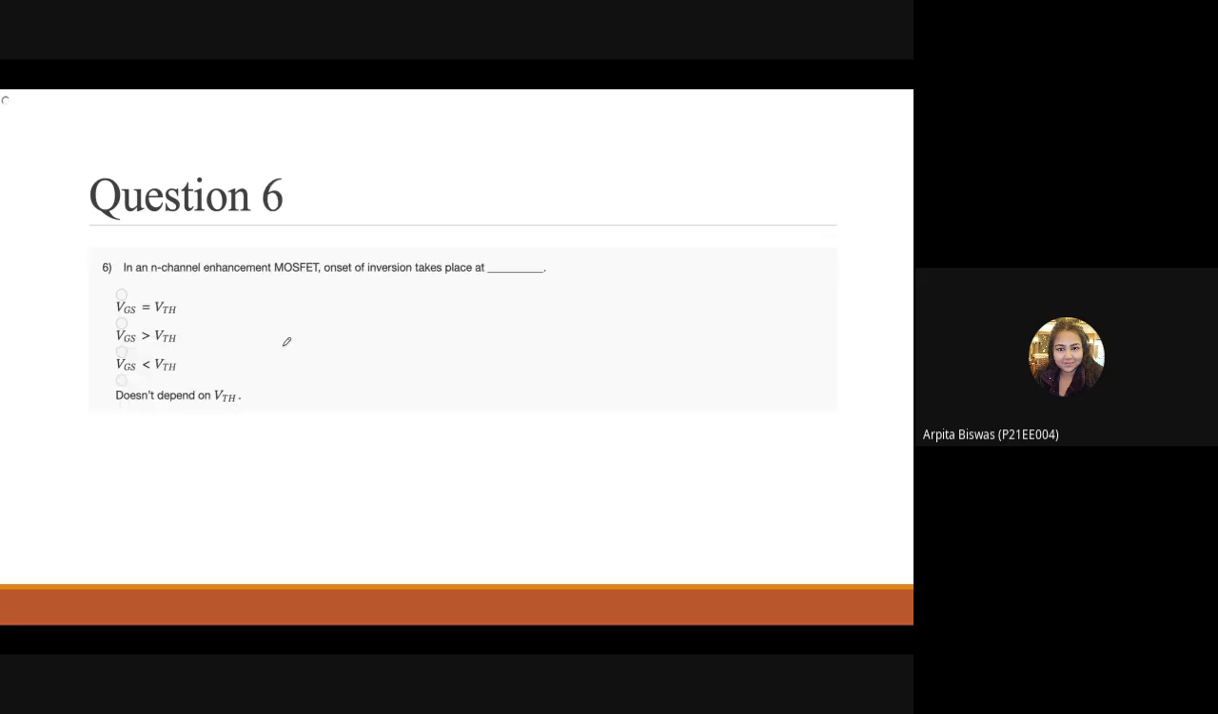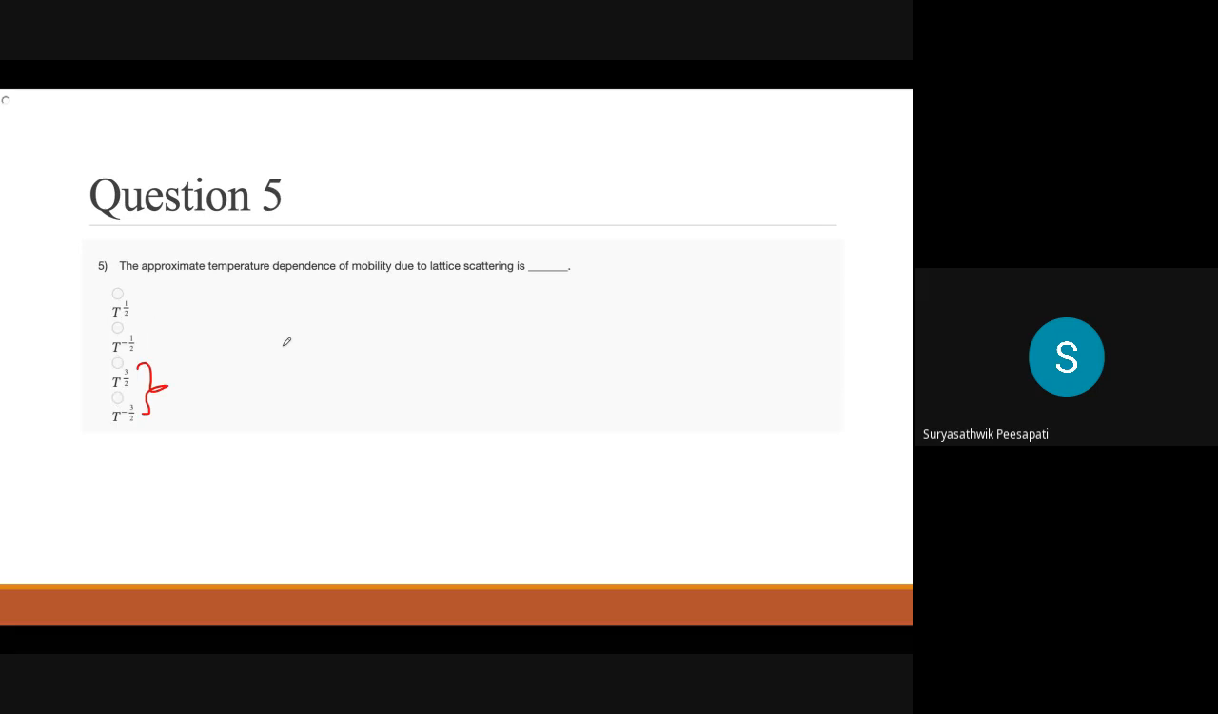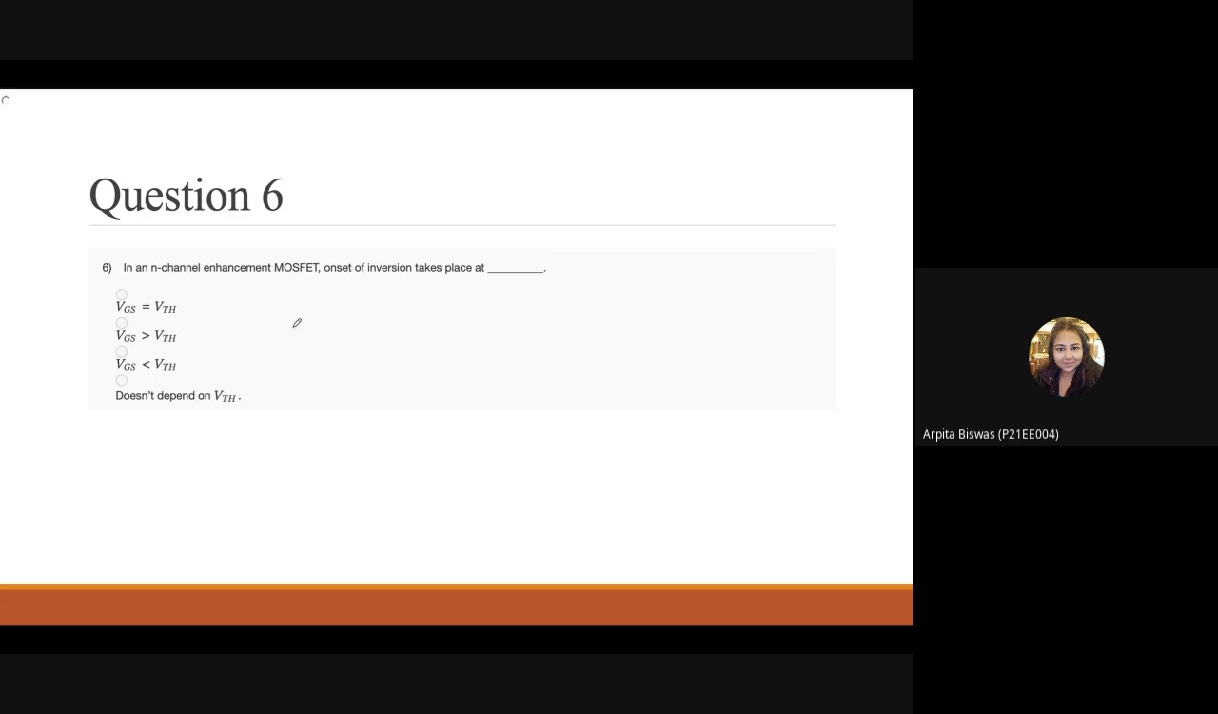Ma'am, I think minus 3 by 2. Yes, I think so, minus 3 by 2 is the right option. You can recheck it also. Maybe I am wrong. Okay, you can recheck it. This is question number 6. In an N-channel enhancement MOSFET, onset of inversion takes place at VGS equal to VTH, VGS greater than VTH, VGS less than VTH, or does not depend on the VTH.